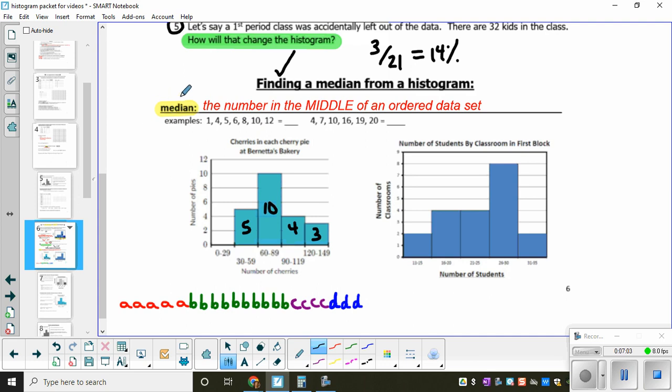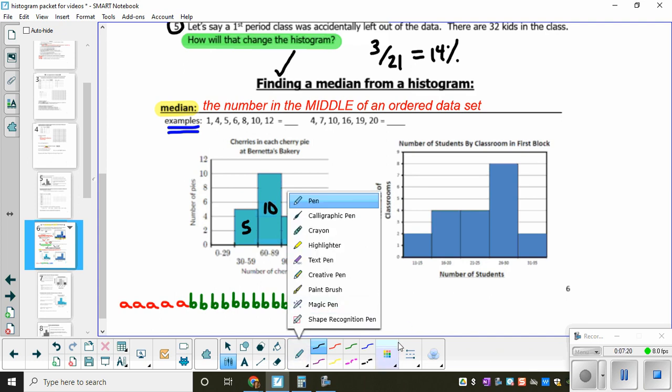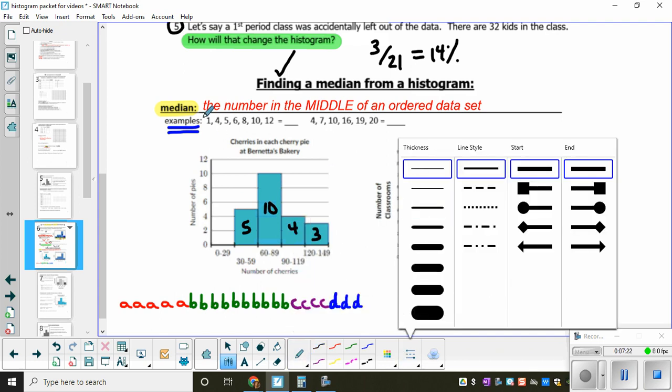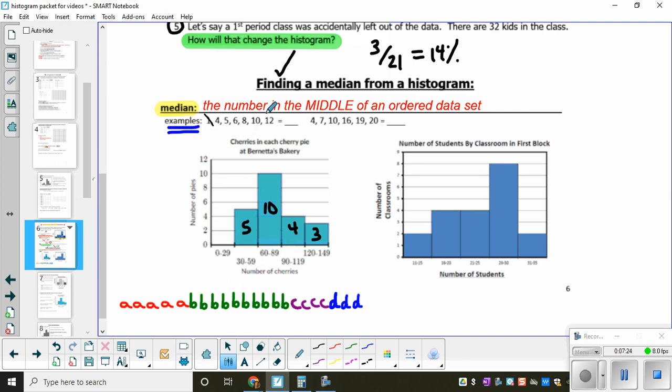Now, I'm going to just remind you guys here, I have 2 example sets before we do anything with the histograms. So I'm just going to walk you guys through real quick a couple of examples of how to find the number in the middle. My strategy is to just slash through them until you find the number in the middle. For example, let me just change the thickness here. There we go. I'm going to slash through the smallest and the biggest. Then I'm going to slash through here and here, here and here. And you can see that the number smack in the middle is the 6.